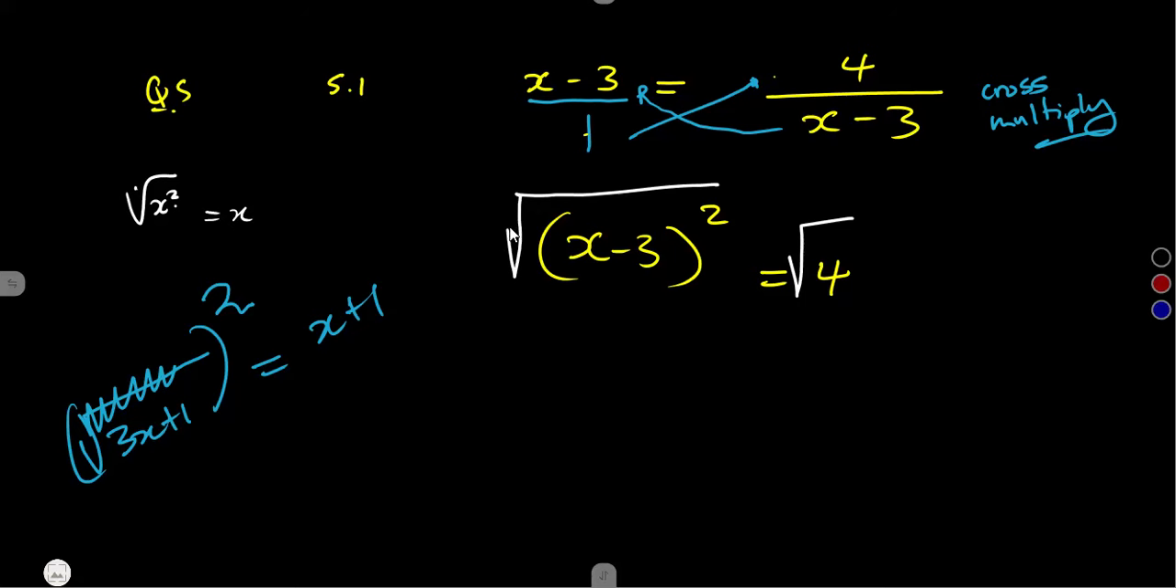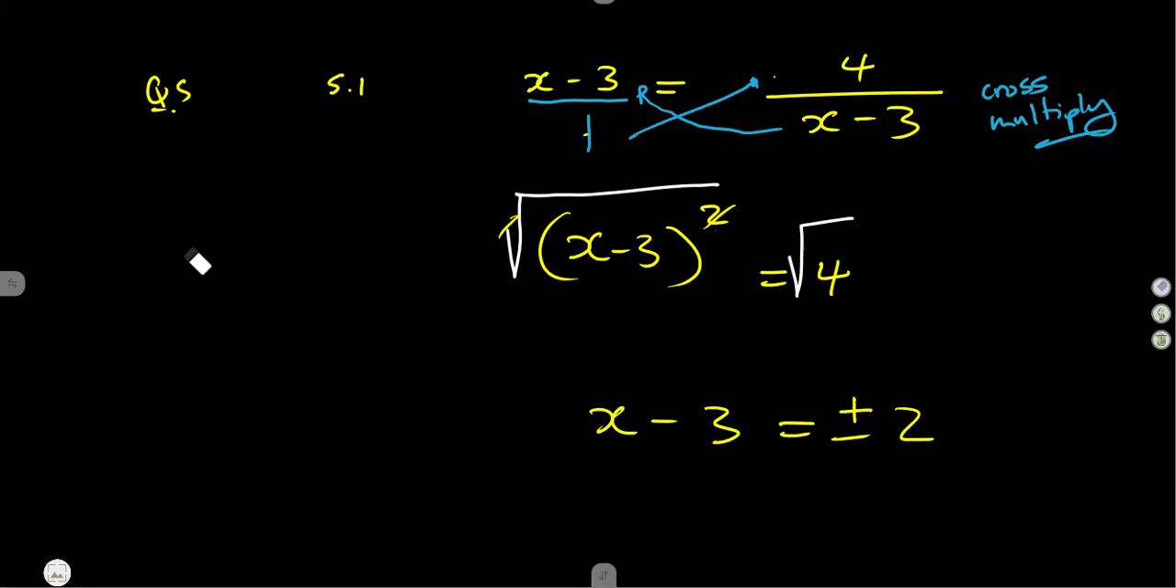Once we put this square root, it is an equation so it must be done on both sides. But the purpose is to get rid of the square. So you're going to have x minus 3 is equal to the square root of 4, which is plus or minus 2. Remember, we talked about the square root of any number being plus or minus. So that was the case.